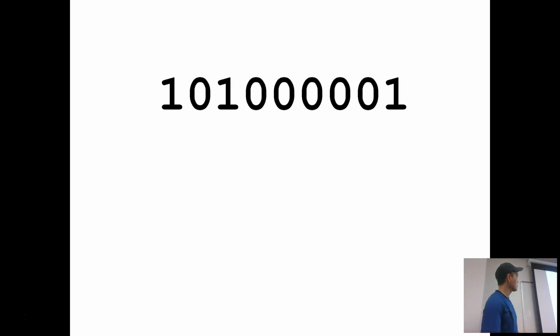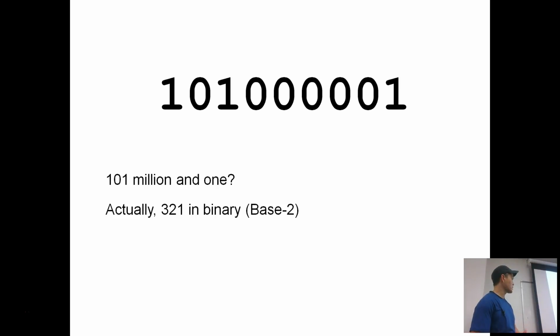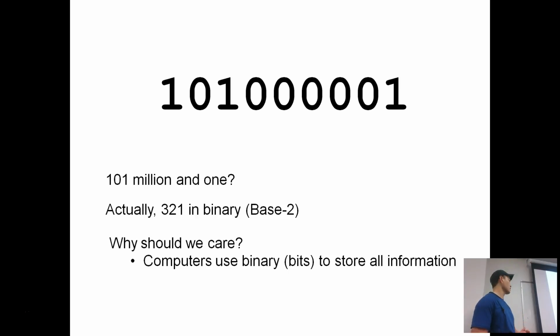So here's another number. It looks like this is 101 million and one. And that's correct in decimal. But this is actually 321 in binary as well, or base 2. So why should we care? Turns out computers are going to store 321 like that, not like decimal 321.